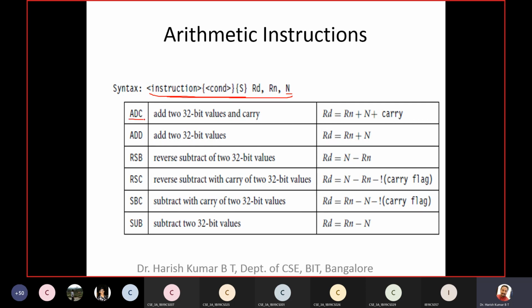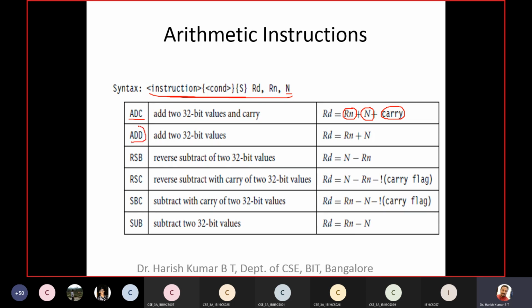Now ADC adds two 32-bit values and a carry. Why is it called ADC? Because it adds along with the carry. It takes the value inside the first source register Rn, and the value inside either the second source register or an immediate number, and to that it also adds the carry. So the content of the carry flag also gets added. That is ADC, adding with the carry.